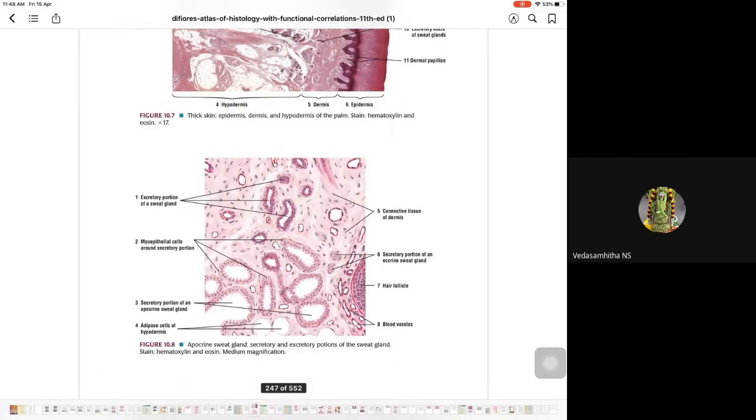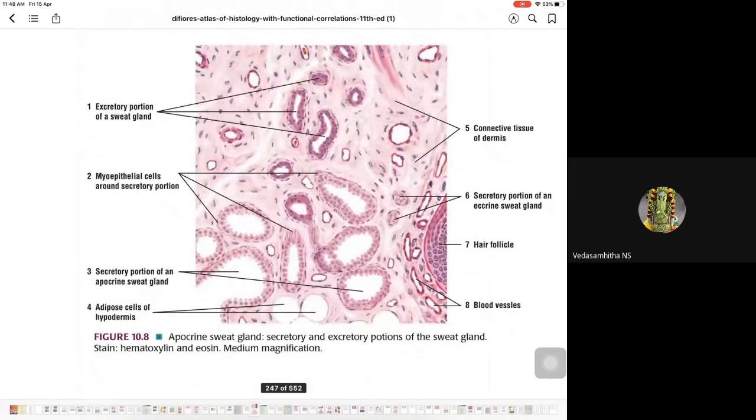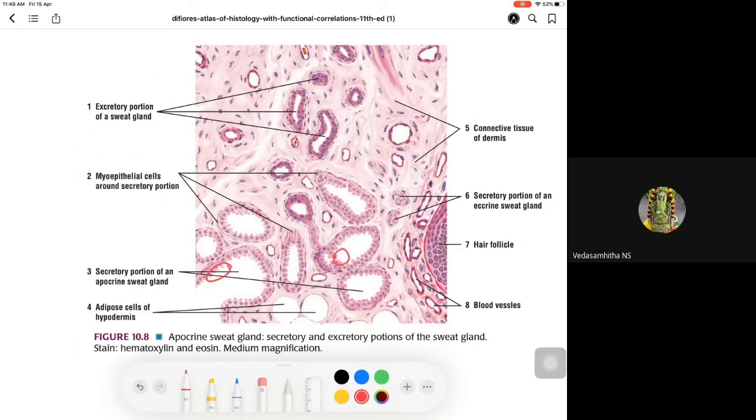Apocrine sweat gland, secretory and excretory portions of the sweat gland. Stain hematoxylin and eosin, medium magnification. Excretory portion of a sweat gland, myoepithelial cells around secretory portion, secretory portion of an apocrine sweat gland, adipose cells of hypodermis, connective tissue of dermis, secretory portion of an eccrine sweat gland, hair follicle, blood vessels. Apocrine portion: they will get pinched out and come as secretion. These are apocrine glands, and you can see the difference between eccrine and apocrine very nicely. These are more eccrine. This is more apocrine.